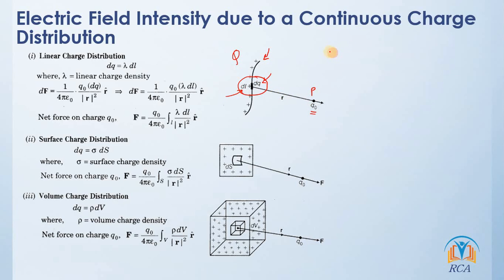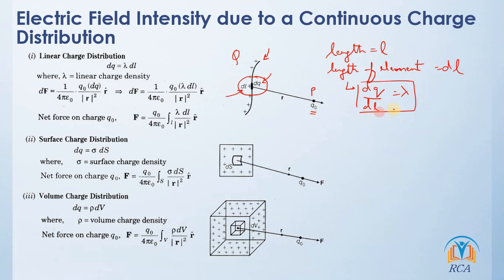So if the entire length of the line is L, then we have considered the length of the small charge element as dl, and suppose it has a charge of dq. If dq charge is present over a small length dl, then dq by dl should actually be equal to what? It should be equal to lambda, which is your linear charge density, which has been represented here. Now if I say dq by dl is lambda, then what should be the value of dq? Dq should be equal to lambda dl.